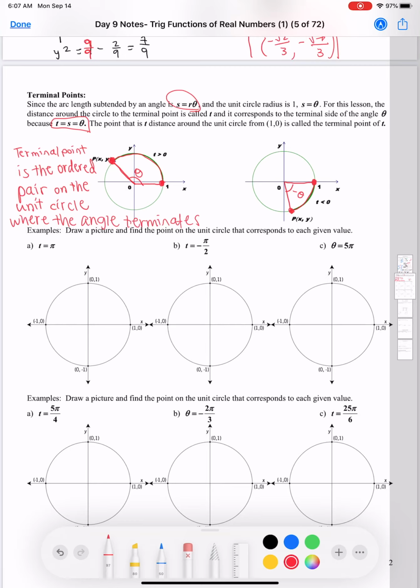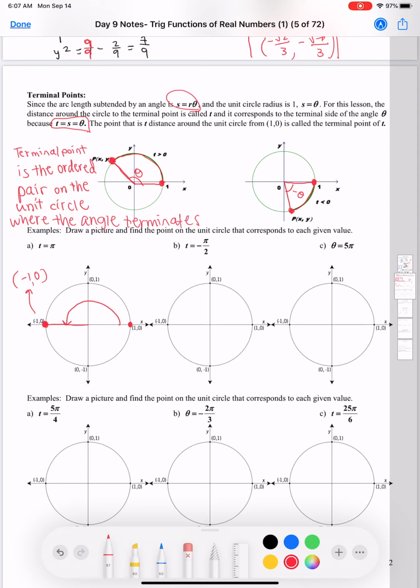Okay, so we're gonna find where pi is. So starting here, pi would be if we went all the way around and then stopped at that point there, okay? And that point is -1, 0. Right, we went -1 in the x direction, and then we didn't go up or down at all, so that's why the y is 0.